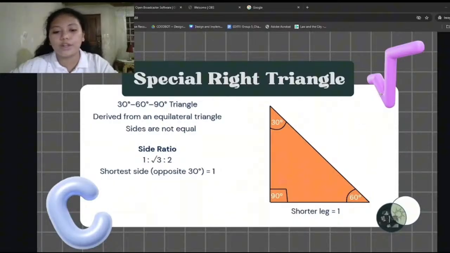Unlike the 45-45-90 triangle, all sides here are different lengths. As you can see, we have 30, 60, and 90, but still the ratio stays the same every single time. Remember, the shortest leg is opposite 30 degrees, the longest leg is opposite 60 degrees, and our hypotenuse is twice the shortest leg.